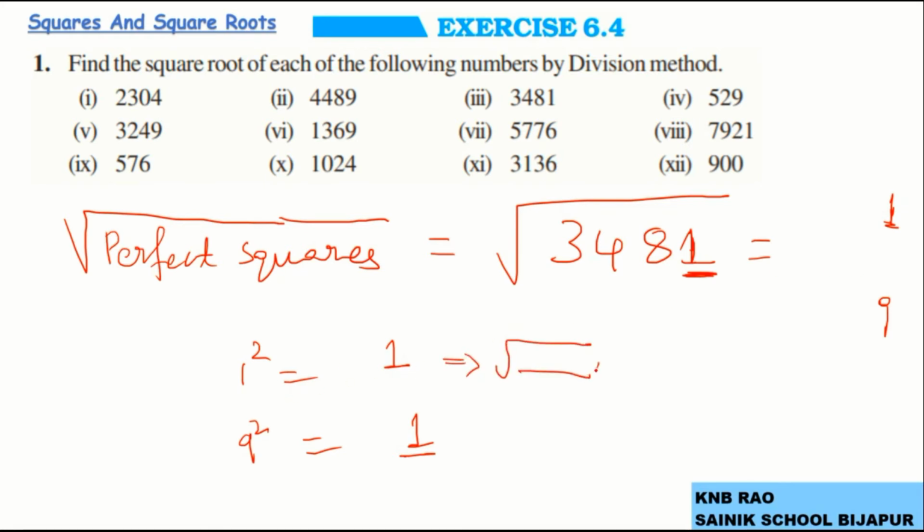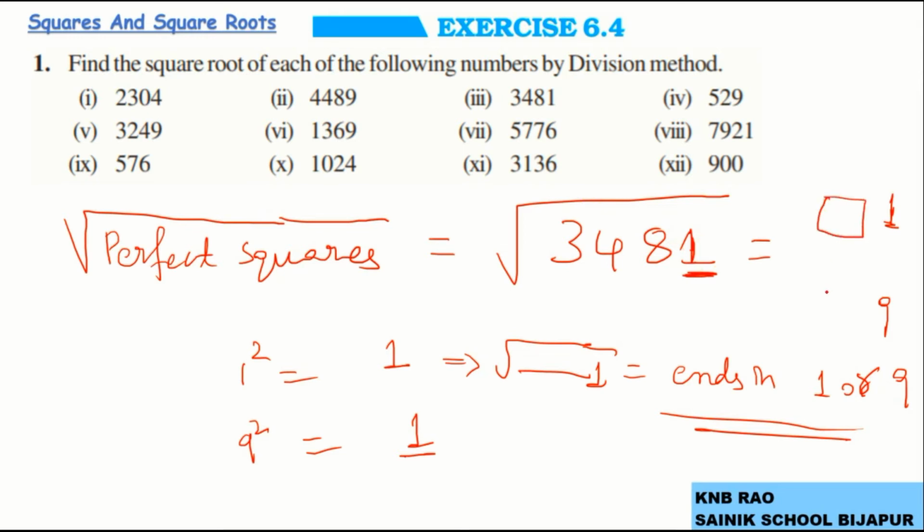Square root of a number ending with 1 will certainly end in 1 or 9. So we are using this knowledge. So the square root of a perfect square ending in 1 will end in 1 or 9. So we have chosen this. Now you know that here there are 4 digits in the perfect square. Certainly its square root will be half of it, and therefore the square root of this number is a 2-digit number.